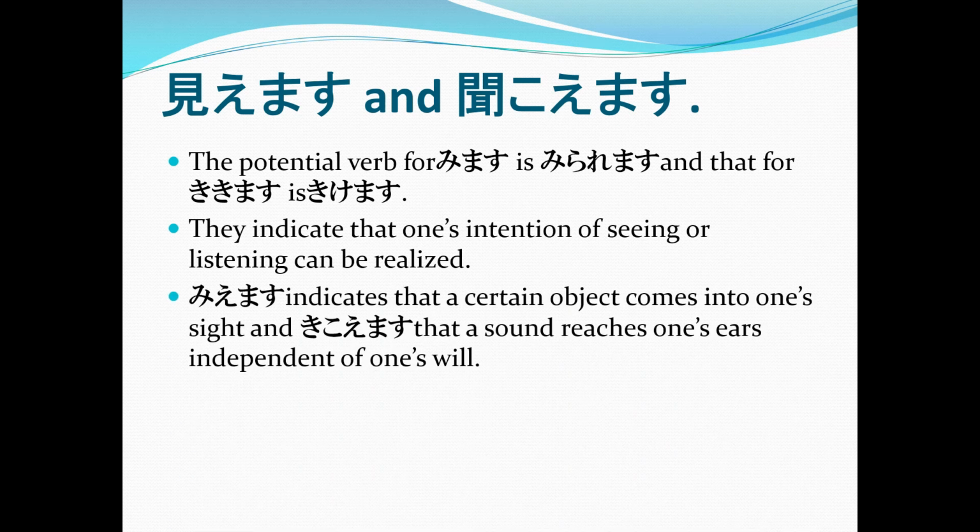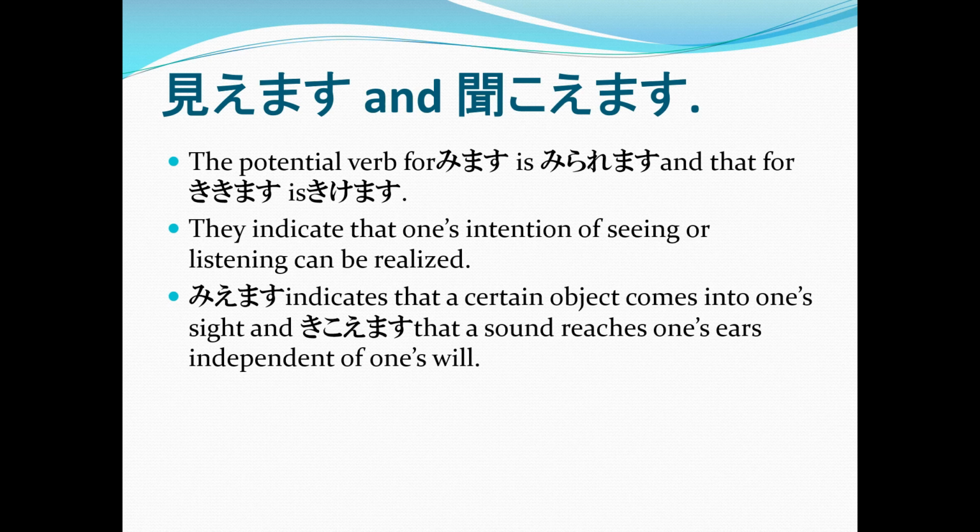But miemasu indicates that a certain object comes into one's sight, and kikoemasu, a sound reaches one's ear independent of one's will. Again, miemasu indicates that a certain object comes into one's sight, while kikoemasu is when a sound reaches one's ear independent of one's will. Meaning, when we use miemasu, it means that we saw something regardless of wanting to see it or not wanting to see it.